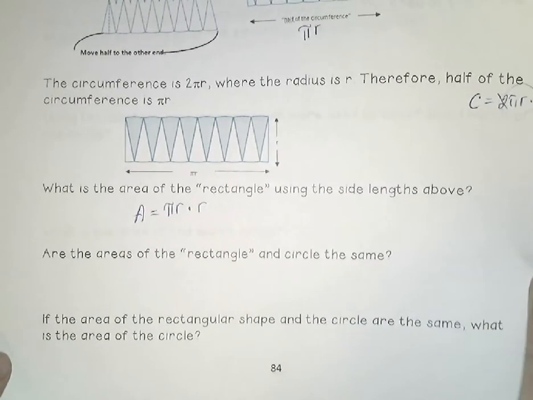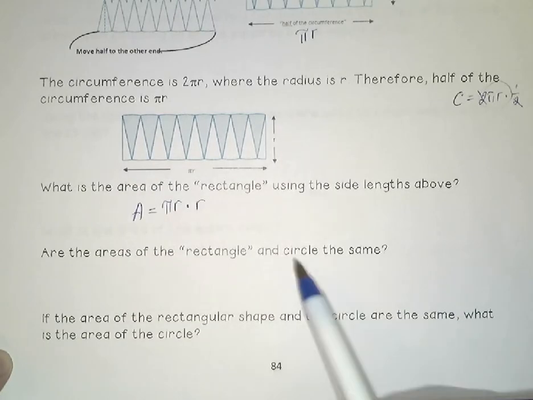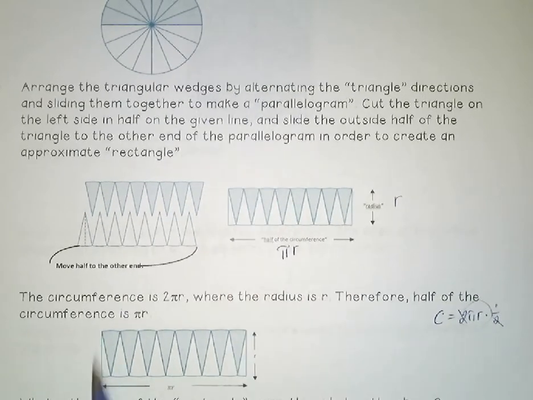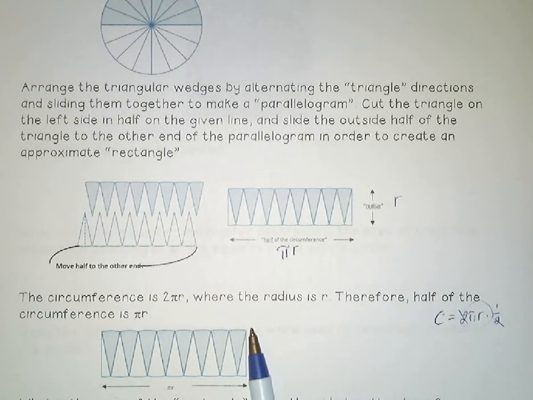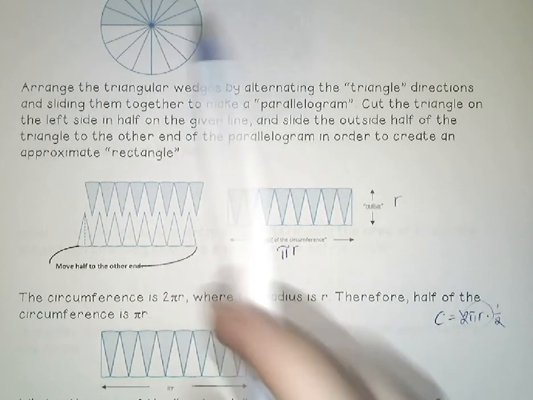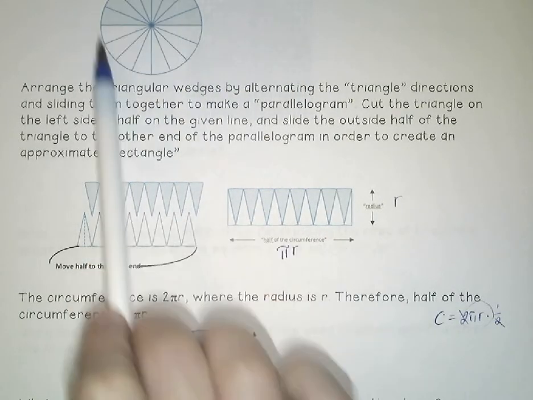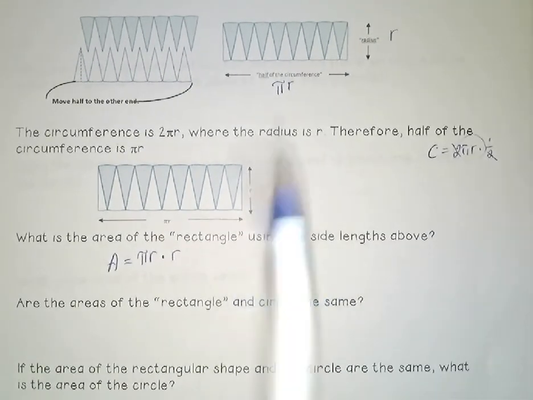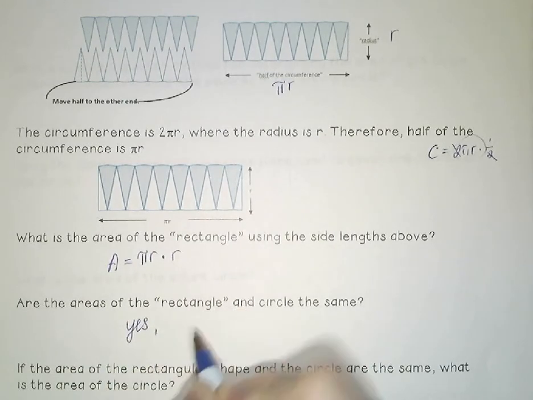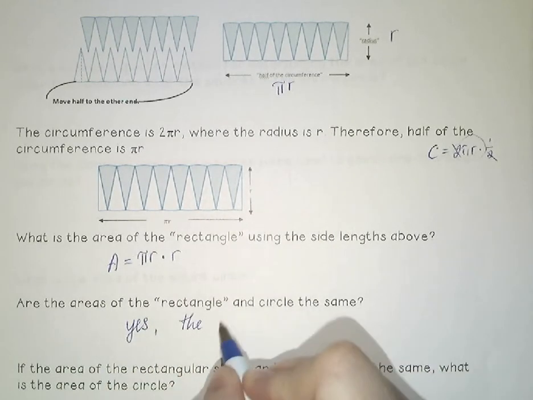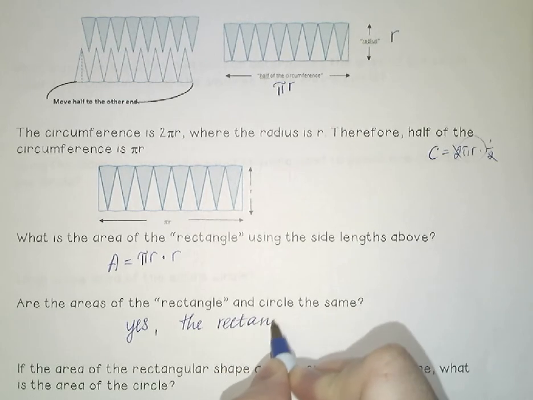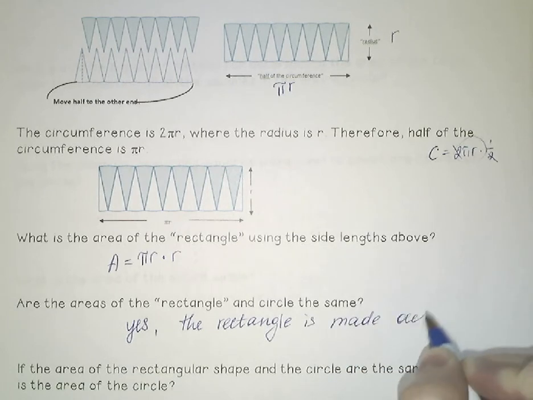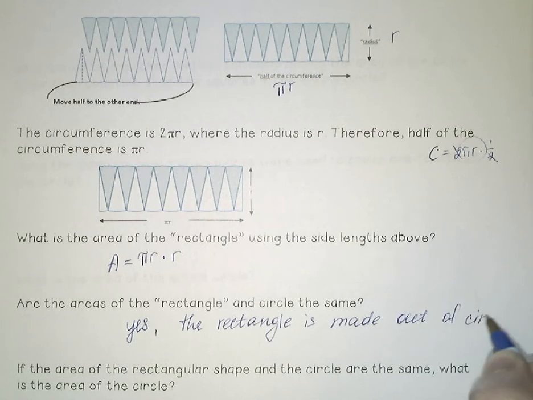Okay. Are the areas of this rectangle and the circle the same? Yes, because this rectangle is made out of, literally made out of this circle. So I find the area of the circle by finding the area of this rectangle. So yes, the rectangle is made out of the circle.